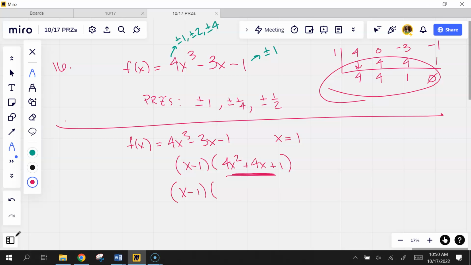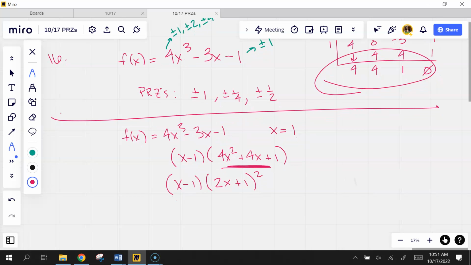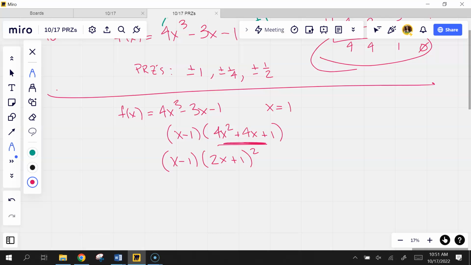Someone said this is actually a perfect square trinomial, and they're exactly right. So 2x plus 1, 2x plus 1. That means my zeros are 1 and negative 1/2 twice. And I'm glad you said twice because that means it's got multiplicity 2, which means it does what at the axis? It bounces at the axis.